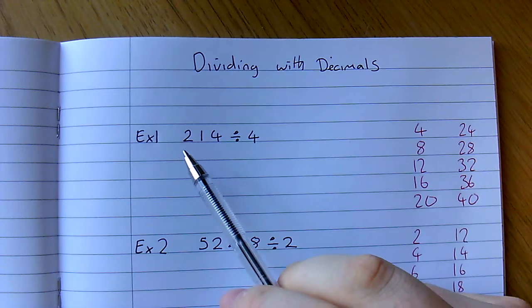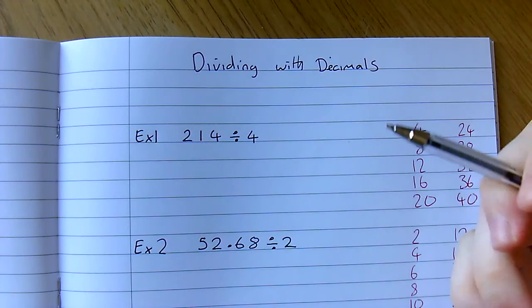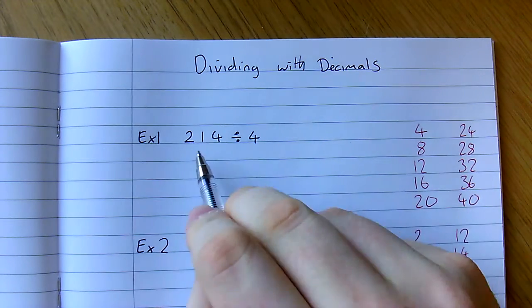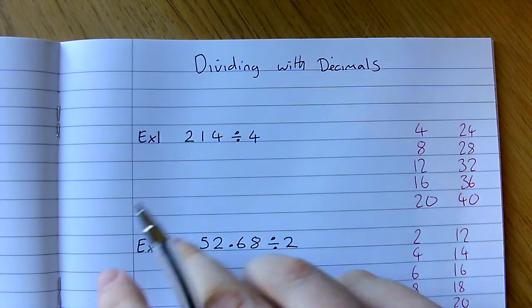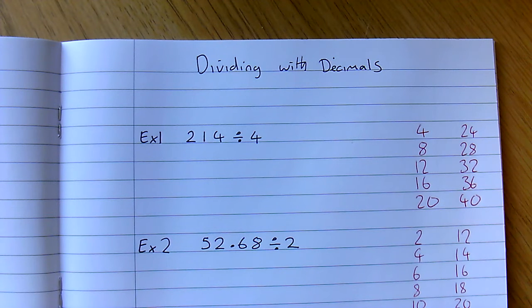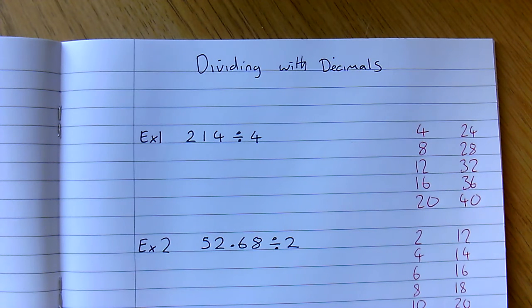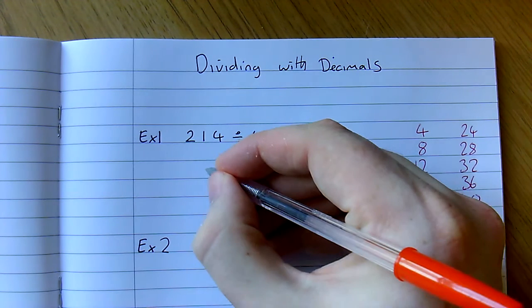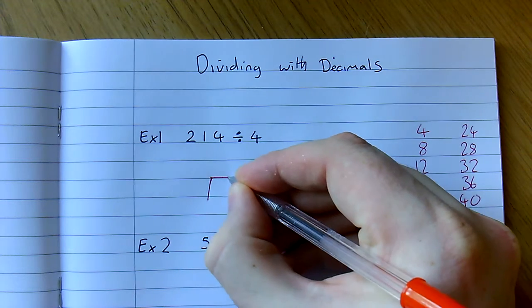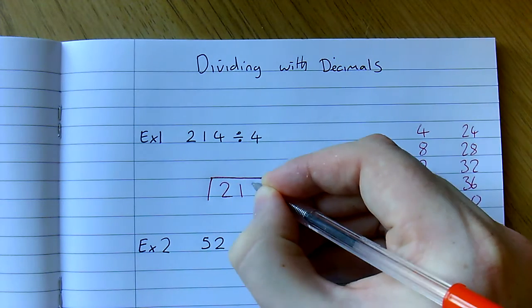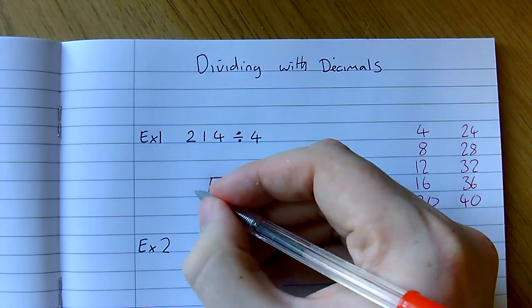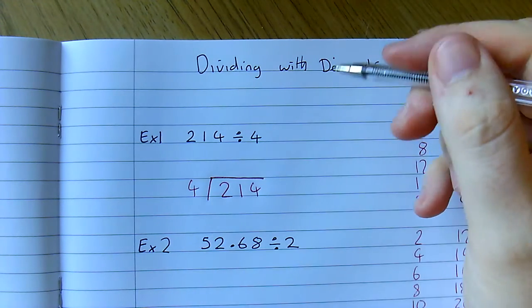Now, this is a standard division. You've probably seen something like this before: 214 divided by 4. Now, there's no decimals currently. However, divisions can have decimals in their answer, so I'll show you that first. So for example, here I'm going to set the bus stop up. 214 goes underneath and 4 goes on the side.